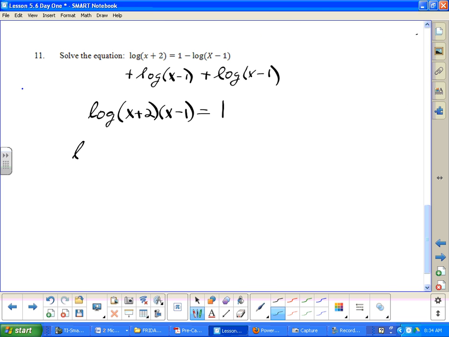So we get the log of x squared plus x minus 2 equals 1, when we FOIL that. So now I've simplified the logarithm as much as I can. I'm going to change it to exponential form. And what's the base for the common logarithm? 10, so this is 10 to the first power over here.